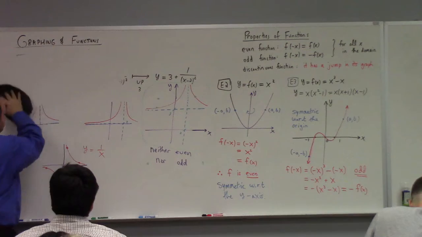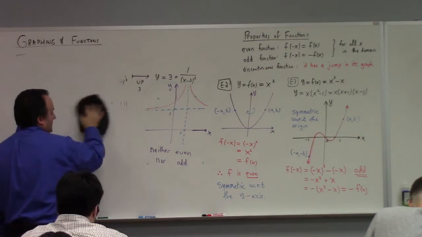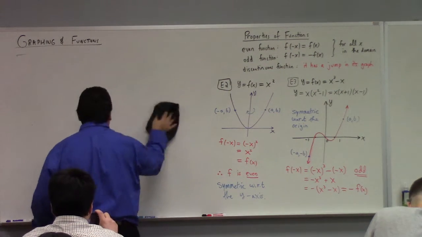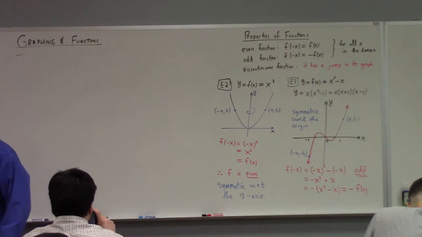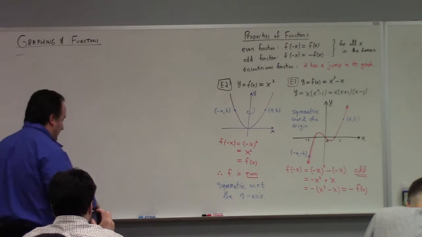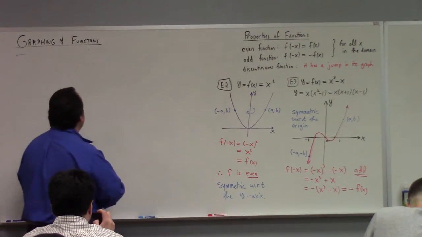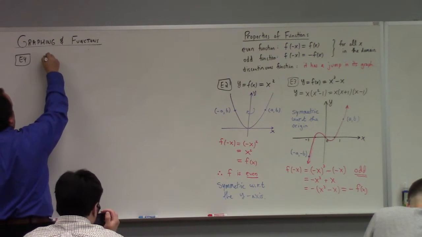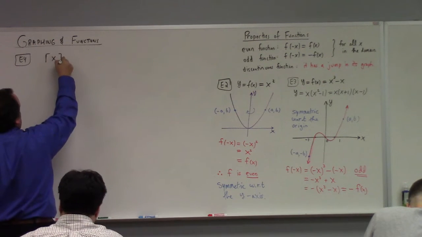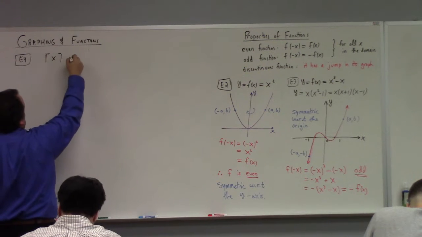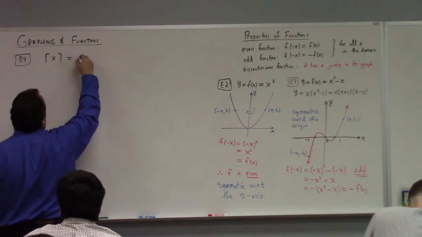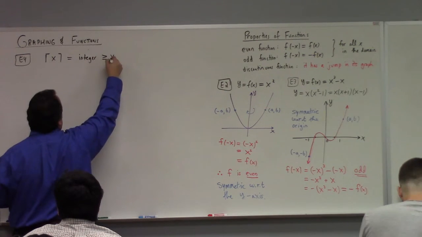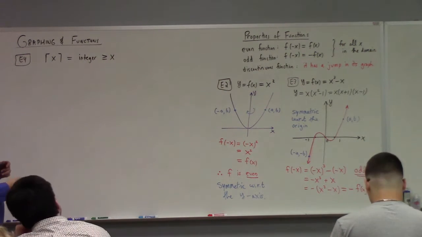Okay, so let's talk about discontinuous. Let me show you an example which is really different. This is called the ceiling function. So example 4. And so here's the notation. It's like the ceiling, see this? So this is equal to the integer greater than or equal to x. It's the integer greater than or equal to x.